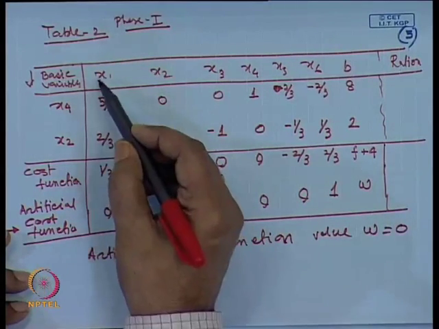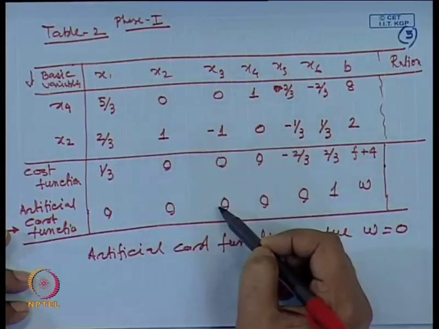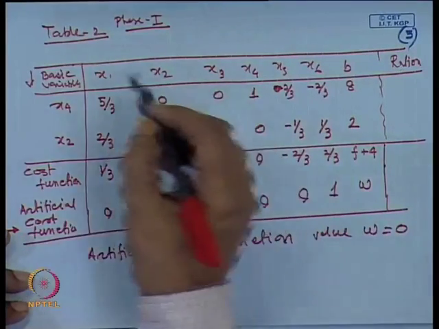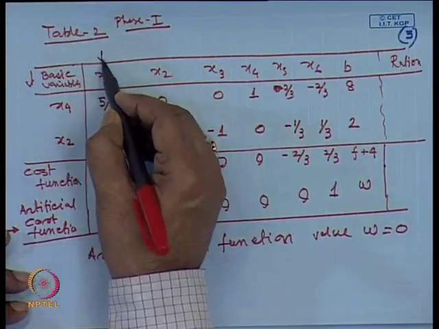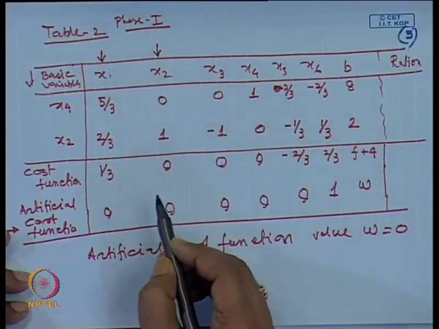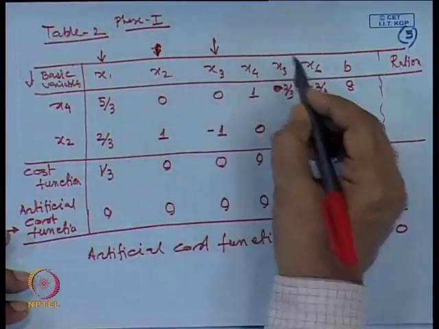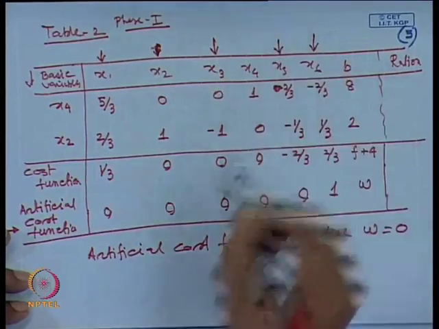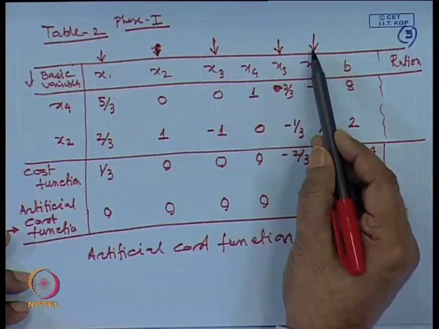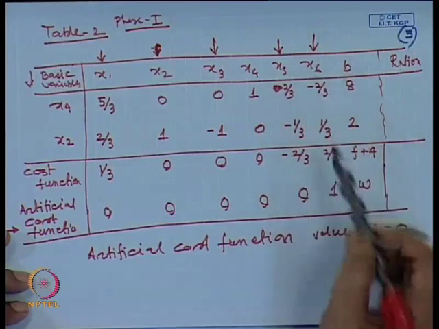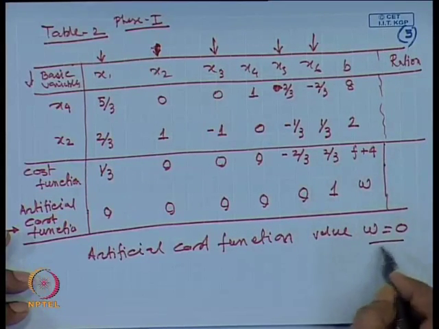How? x1 into 0, plus x2 into 0, x3 into 0. Our basic variables are what? x4 and x2. Others are non-basic variables. See, x1, x3, x5 and x6 are non-basic. So now x6 is the non-basic variable, this into 1 means x6 is 0. So W is equal to 0, we got it.